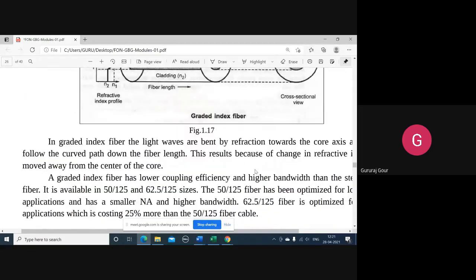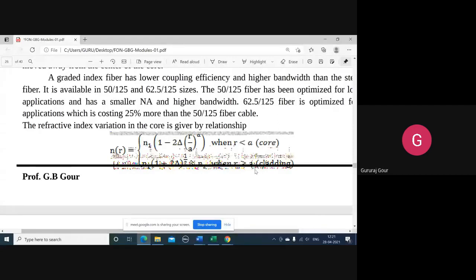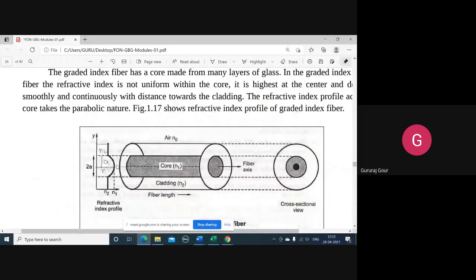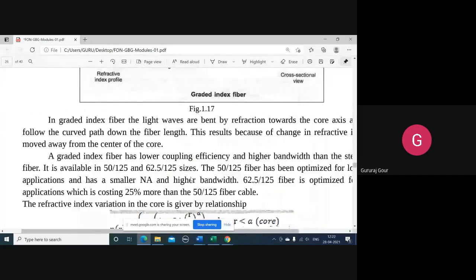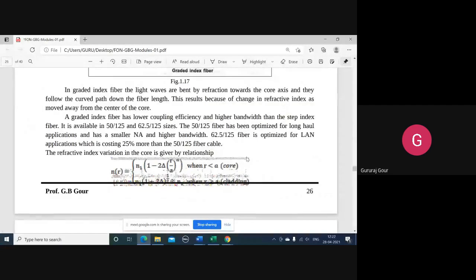Now, how could it be mathematically indicated? This is the equation which is going to govern this parabolic profile of the refractive index in the core. This equation is in terms of the radius of the core. And the coupling efficiency of graded index fibers is less than that of the step index. Why is the coupling efficiency of the graded index fiber less than that of the step index fiber?